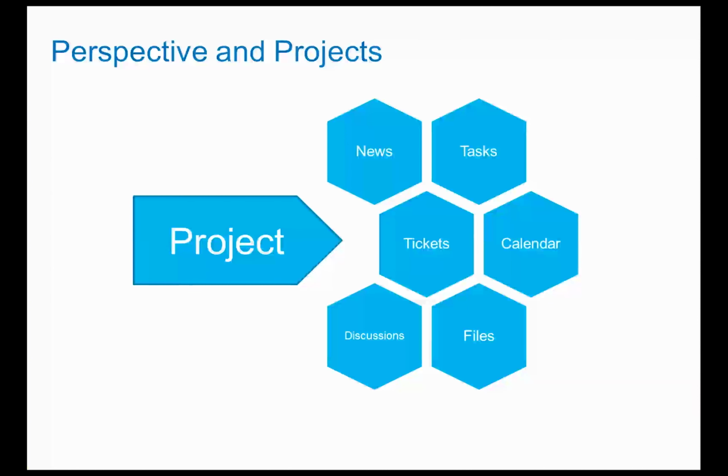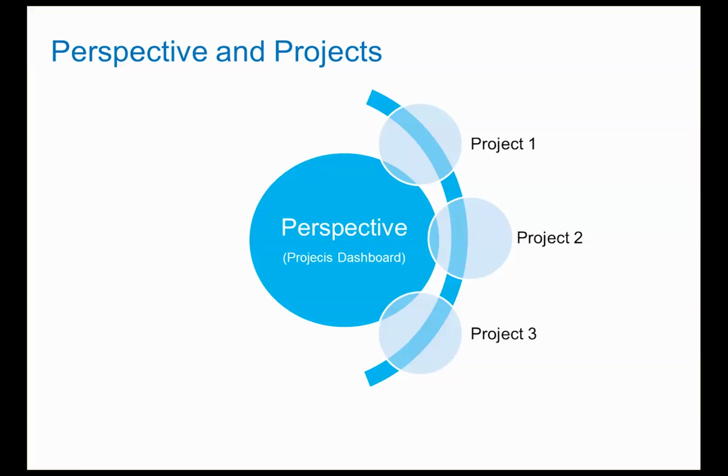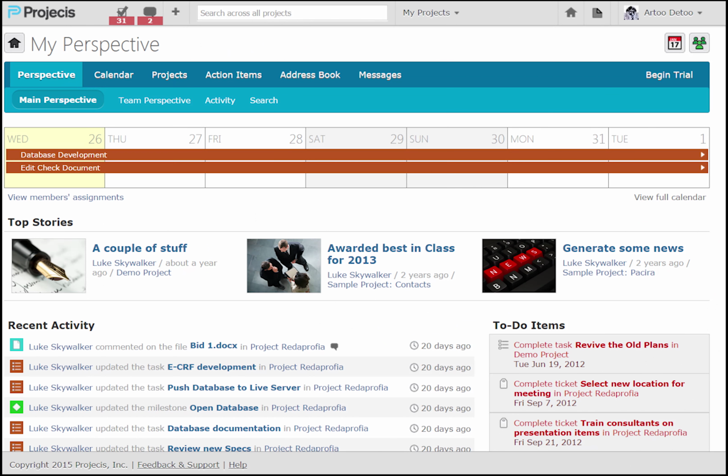Within Projecis, there are two primary views, the project view and the perspective view. Most of the information within Projecis is organized around projects. The perspective view, however, gives you a snapshot of information across your projects and gives you access to certain control features for your subscription. In this video, we'll be taking a look at the perspective view.